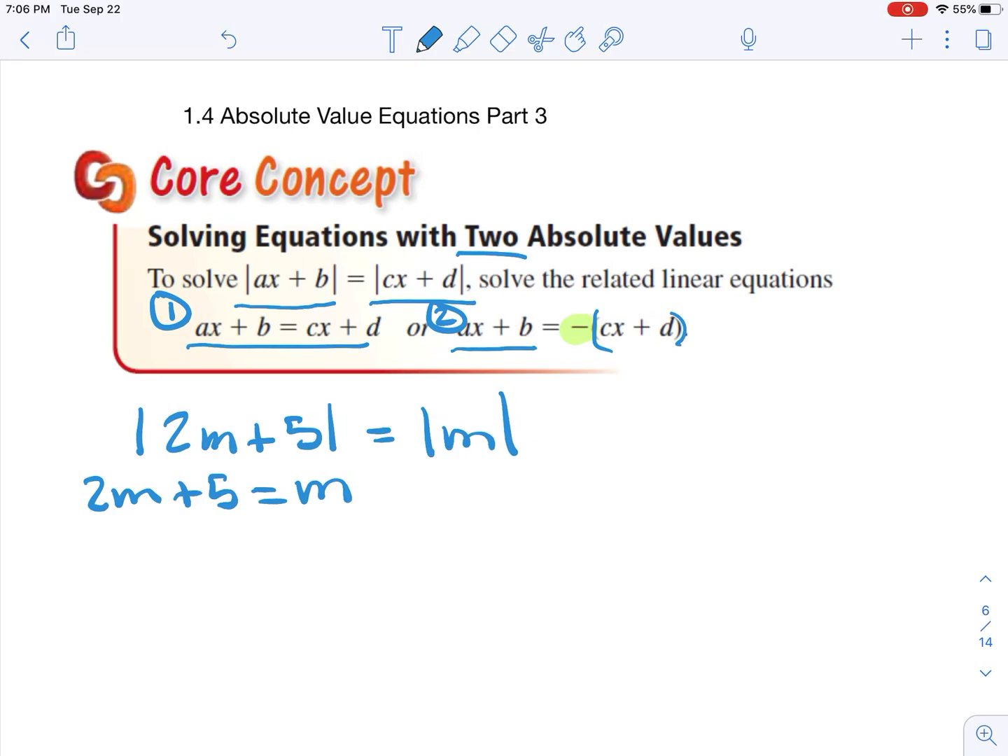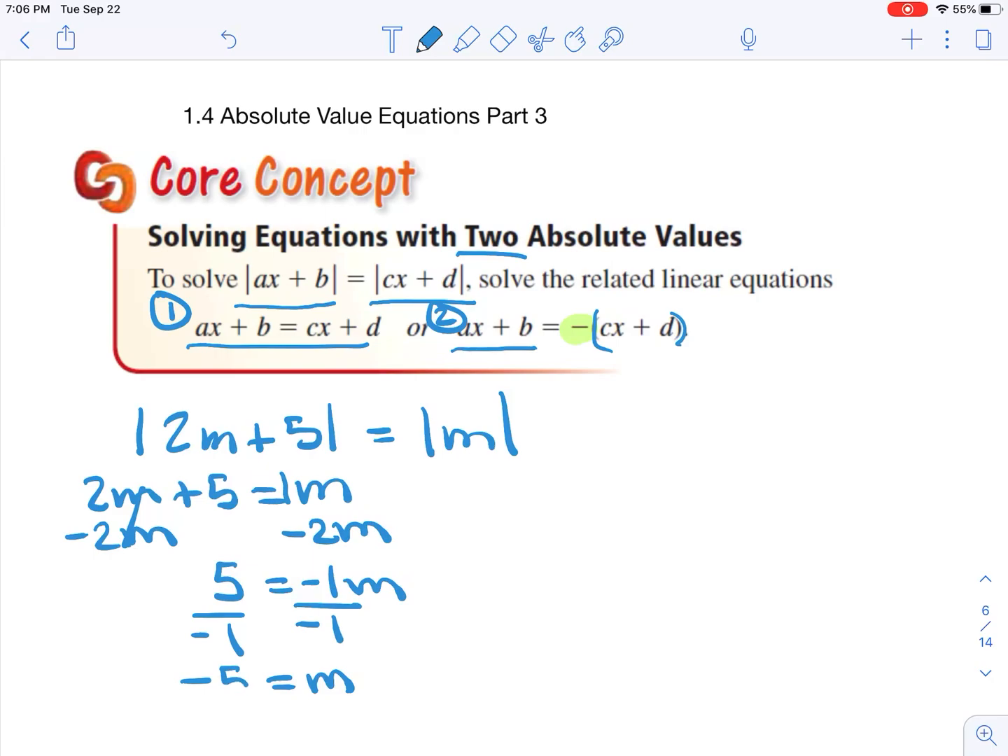And now let's collect like terms. Okay, so first thing I'm going to do is subtract 2m from both sides. And don't forget there's a 1 here in front, right? Bring down the 5, and this is going to be negative 1m. And then I divide both sides by negative 1. And so m is going to equal negative 5. So that's one answer right there.